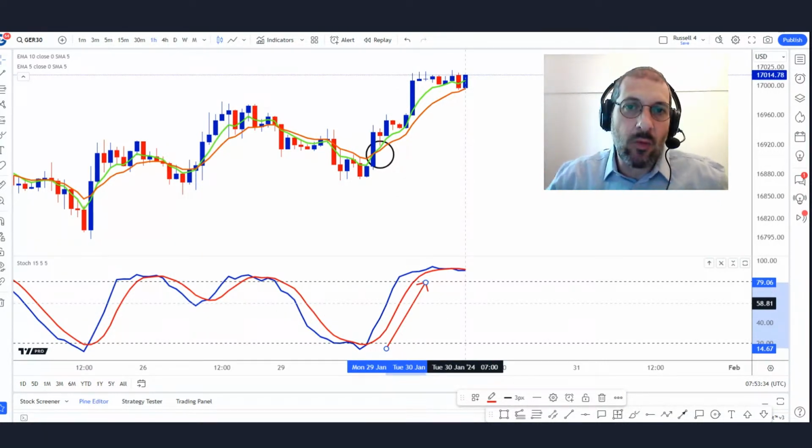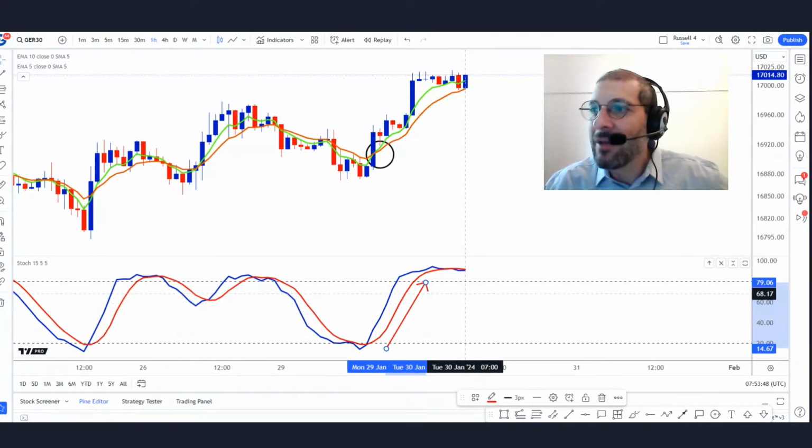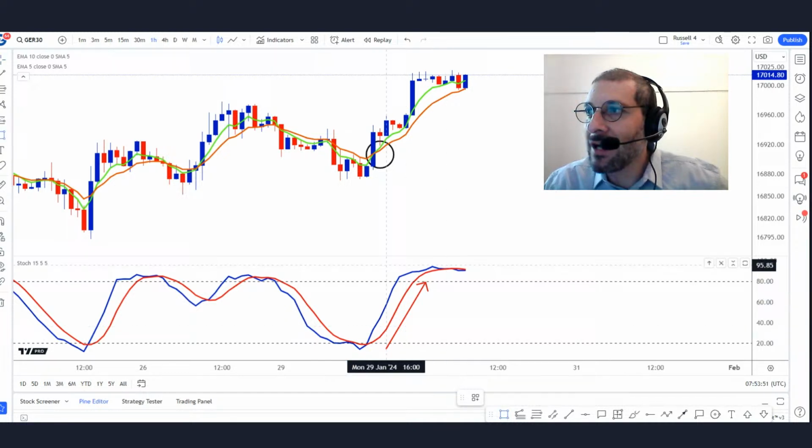Now, we said yesterday, watch for those signals. Don't predict, rather react. Watch for the crossover. The crossover came. Watch for when I say the crossover, the EMAs. Watch for the stochastic. Stochastic moved up. Where is it now? It's in the upper quintile.